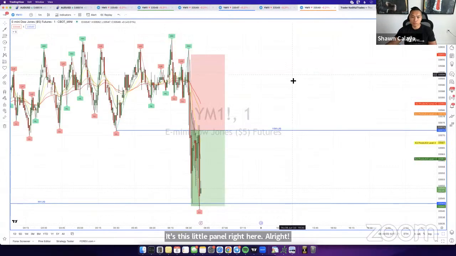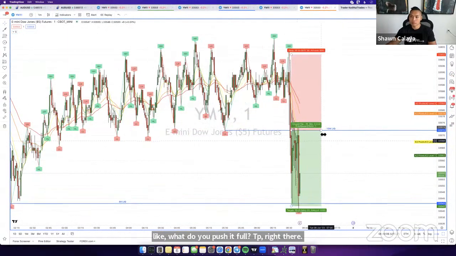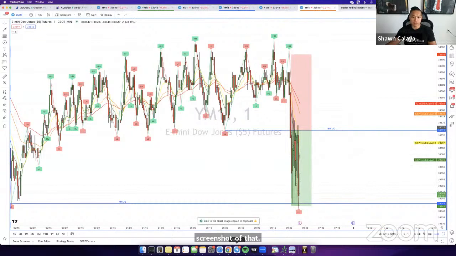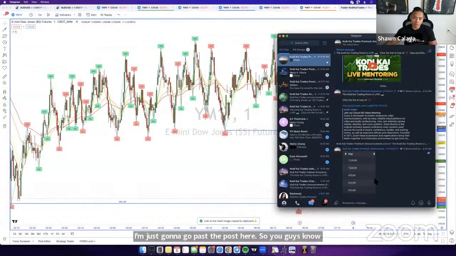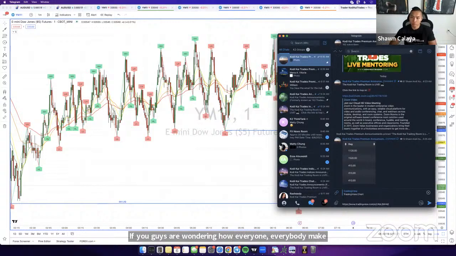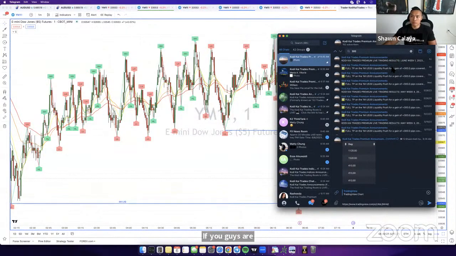It looks like a liquidity push at full TP right there. So if you guys held it to full TP, perfect. I'm going to go ahead and take a screenshot of that and post it here so you guys know what trade we took this morning, if you're wondering how everybody made profits. If you guys have profits to post, feel free to send them in. I'm going to take a screenshot of my profits as well. This is the liquidity push.